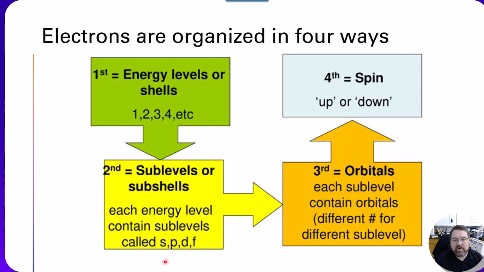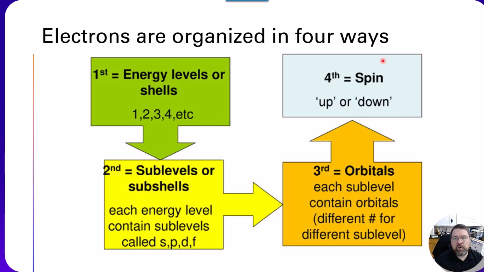Those are designated with the letters S, P, D, and F. You don't have to worry about what the S, the P, the D, and the F stand for. Just know that those are the designations. Within those, there are individual compartments, if you will, and that's where your orbitals are. Each of those orbitals, there's going to be a different number of them, depending on which type of sublevel you're talking about. And then within those orbitals, this is where you get down to the nitty-gritty details.